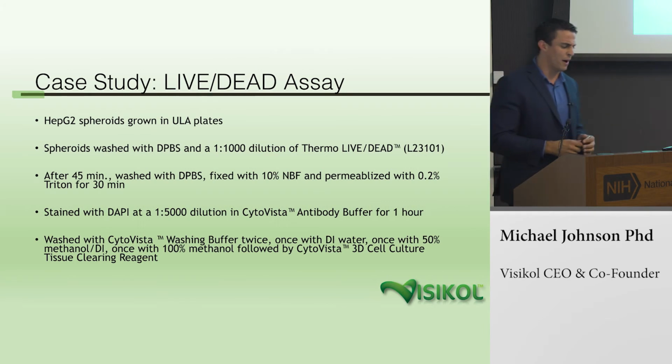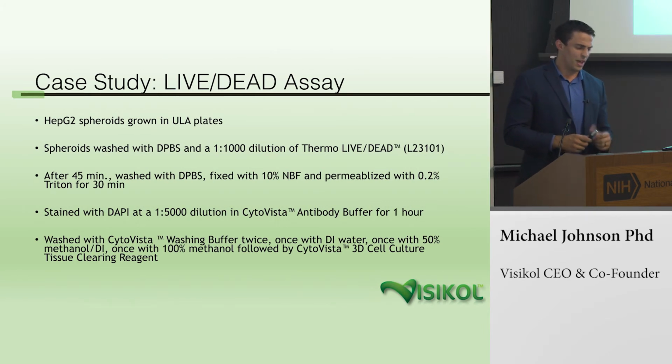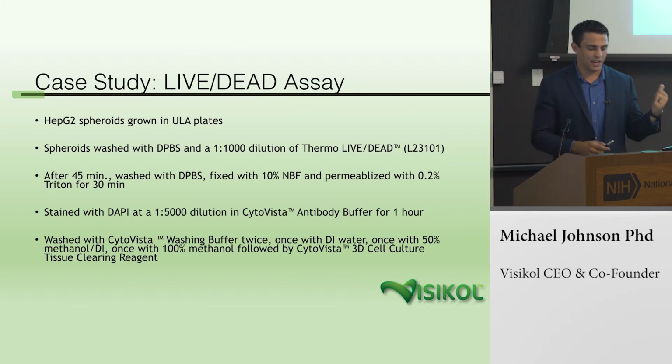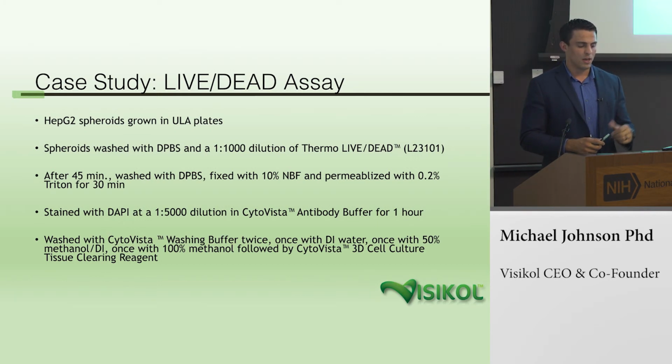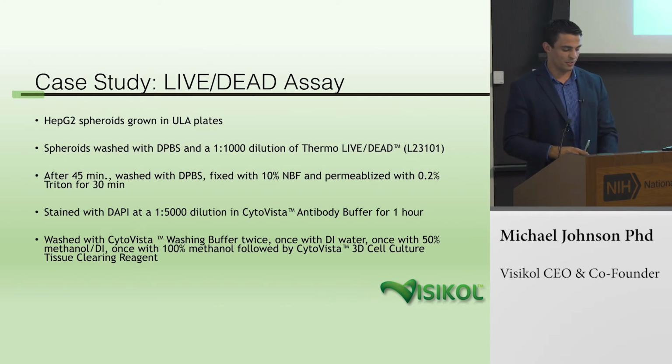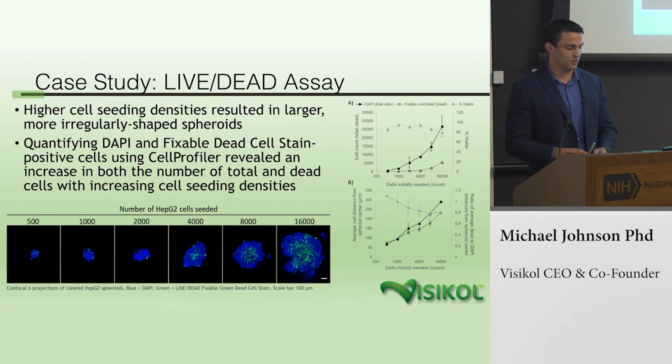What we did is we grew up Hep G2 spheroids, we grew them in ultra low attachment plates. Went ahead and used the Thermo Live Dead Kit with DAPI labeling. We used the CytoVista tissue clearing reagent to go ahead and actually clear these Hep G2 models, and then we imaged them in 3D using the CX7 LZR.